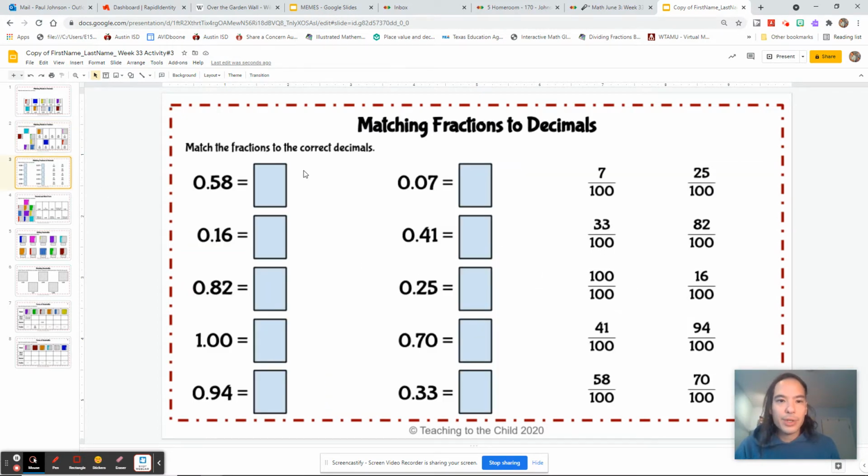On the next page, all you're doing is say it out loud, 58 hundredths, and then look for the fraction. Oh, there's 58 hundredths. 16 hundredths. Look over here. Oh, there's 16 hundredths. 82 hundredths. Look over here. Do we have 82 hundredths? Yes, we do. So all you got to do, say the decimal out loud, find the fraction that looks like what you just said out loud. You say 7 hundredths out loud. You look over here for 7 hundredths. Oh, there it is. Boom.